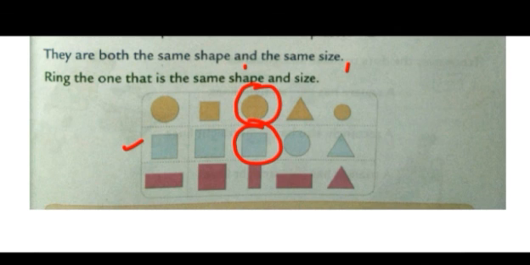See, the next picture is of a rectangle. Okay. Which shape is the same in shape and also in size? Which one? See, there are two shapes of rectangle, but the same shape and same size is this one. So we will circle this one. Okay, scholars, this is the way how we match the same shape and same size.